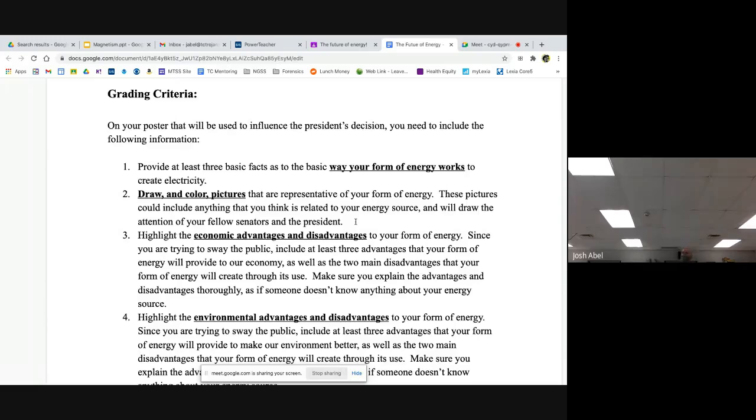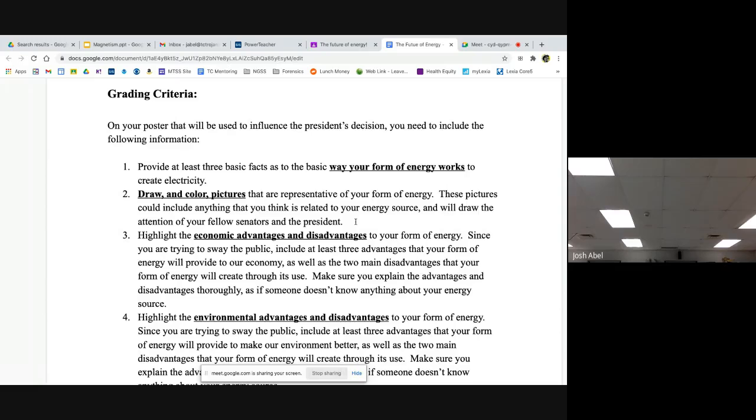Cool. Number 3 and number 4 are exactly the same. And now listen carefully, because this is the most important part of this project. Number 3, I want you to highlight the economic advantages and disadvantages to your form of energy. What's economic? What does it mean? Like money. Yeah, like money.